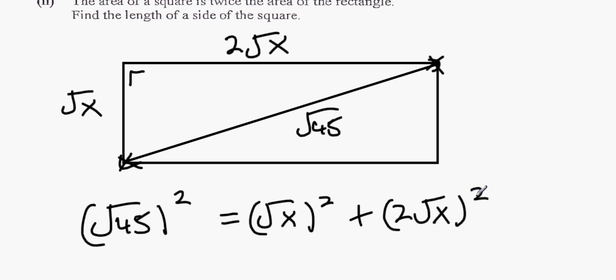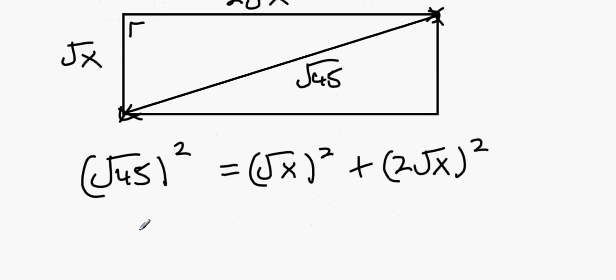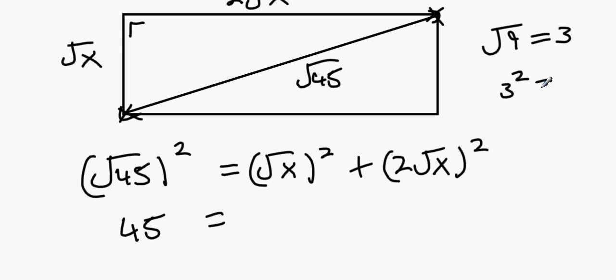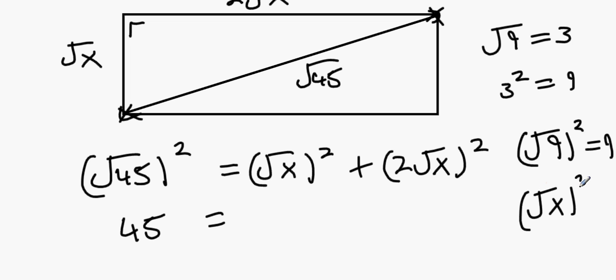Now, what happens is root 45 squared is 45. The exact opposite of square root is squared. So for instance, root 9 is 3, and 3 squared is 9. This makes root 9 squared 9, in the same way that root x squared is equal to x, okay? So what happens here?